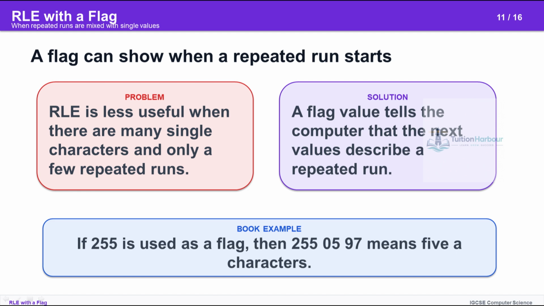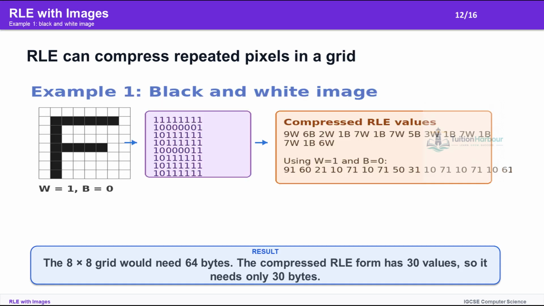RLE is less useful when there are many single characters and only a few repeated runs. A flag can help. A flag value tells the computer that the next values describe a repeated run. For example, if 255 is the flag, then 255 0597 means 5 lowercase a characters.